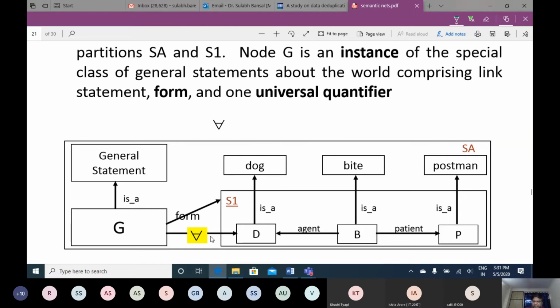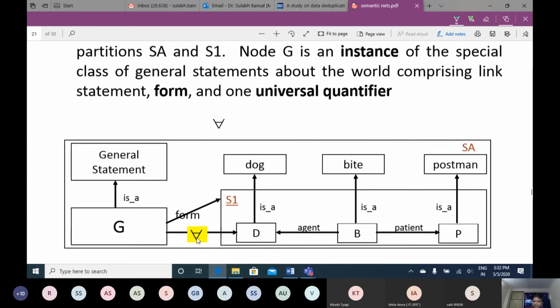Okay, and then we can link them using for all. So similar to what we have done in predicate logic, we are trying to bring that concept of predicate logic into semantic networks, so that we can make them more inferential. We can infer the knowledge more easily if we are using this partitioned kind of network.